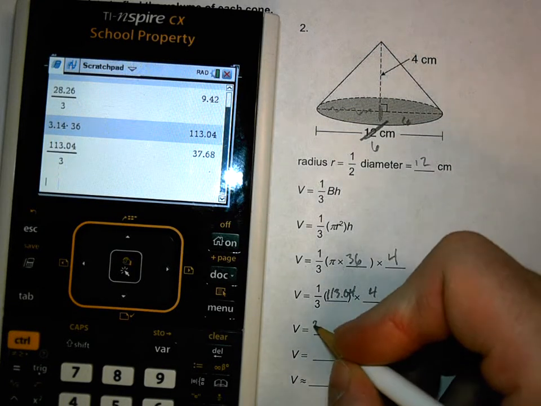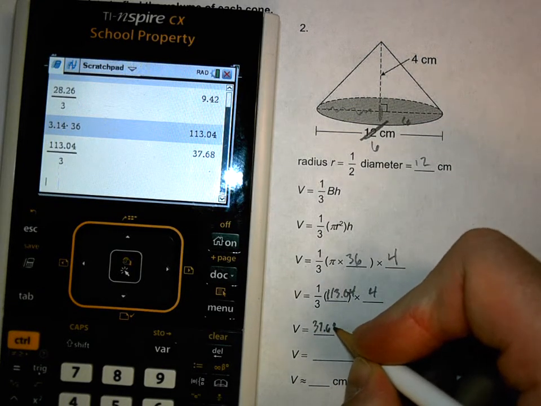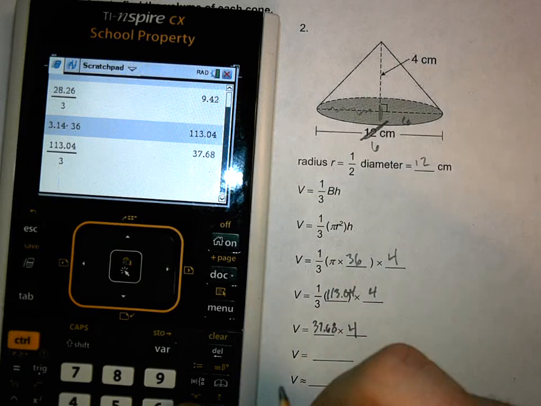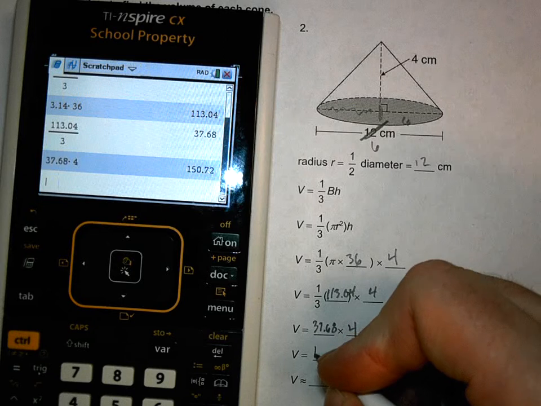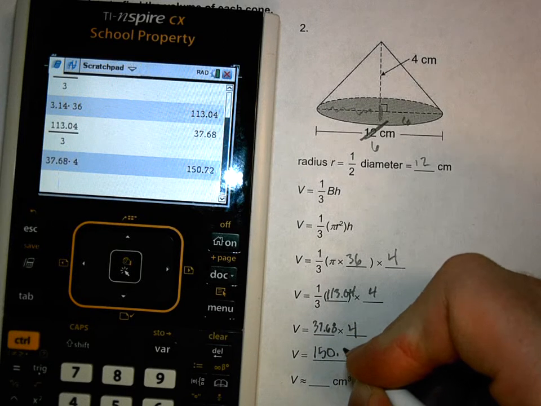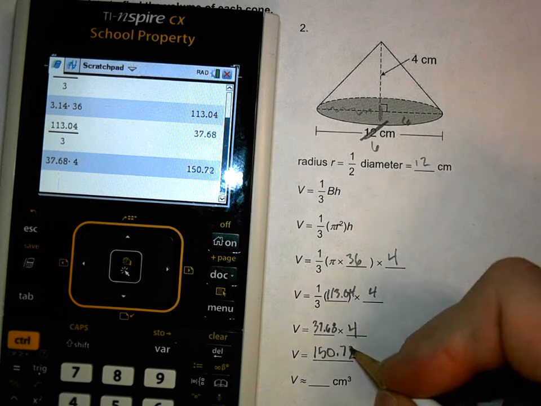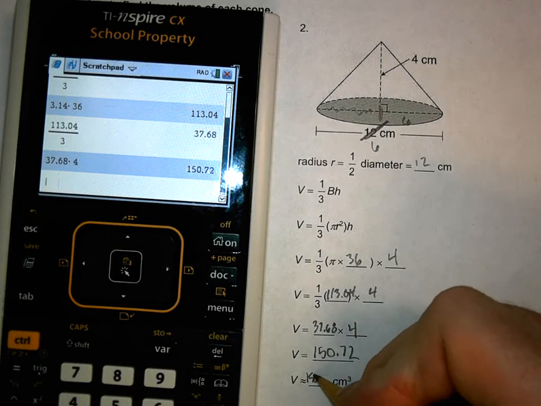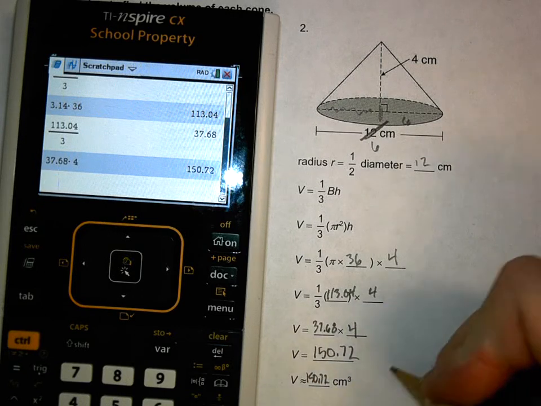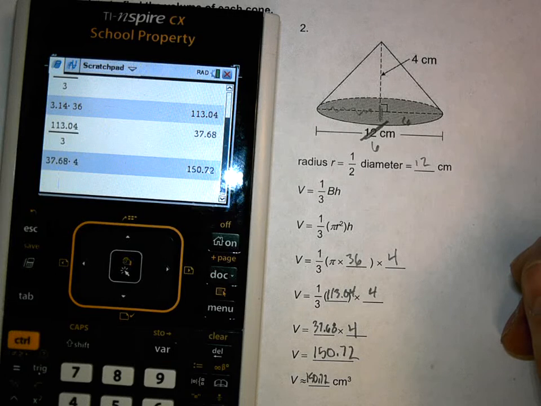1/3 of 113.04 is just dividing it by 3, so I end up with 37.68 times 4. So 37.68 times 4 is 150.72. Generally, you only need to go out to the tenths, but I can go out that far. So it's 150.72 centimeters cubed.